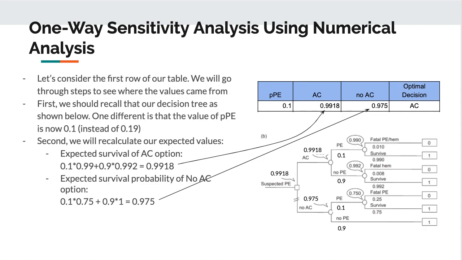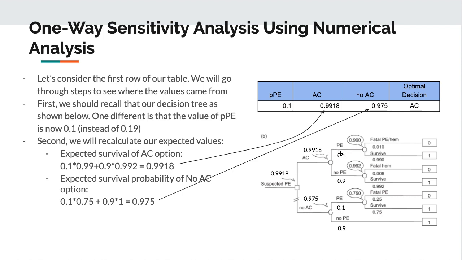All right, so let's go into a little bit more detail. How do we calculate the expected values? I think the calculation of expected value is going to come back to the decision tree we constructed before. So let's consider the very first scenario, or the very first row of the PPE. In this case, we have the PPE equals 0.1.